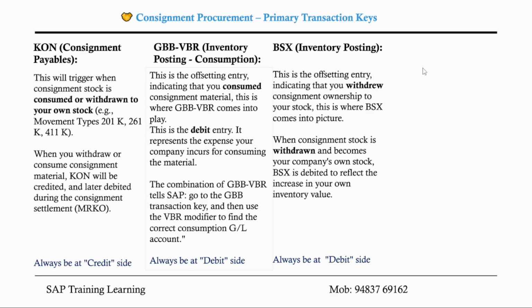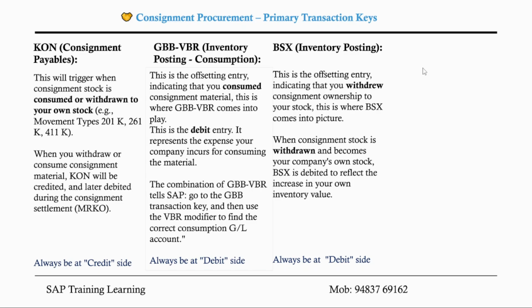Clear, right? When you withdraw or consume consignment material, KON will be credited, meaning there is a stock in your warehouse and you withdraw it to your stock or consume that consignment stock. What is happening? KON will be credited, minus, right? It gets reduced. And later this will be debited during the consignment settlement.